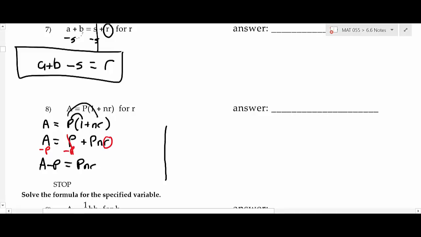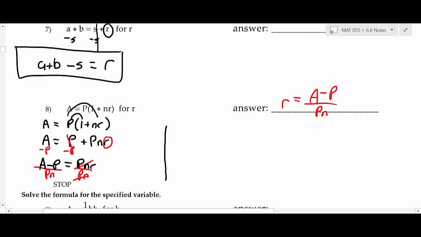Now what do you do to close it off? Divide by Pn. Why do you divide? Because it's multiplied. Okay, that's very important you understand that. So there's your answer. One answer would be R equals A minus P over Pn. Okay, did some of you get that answer?